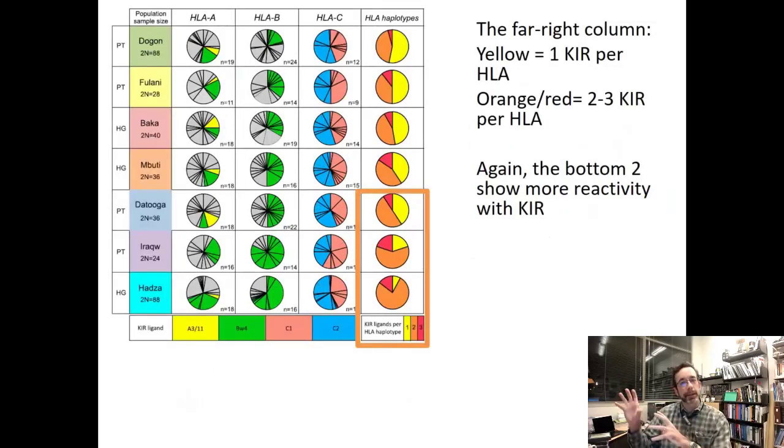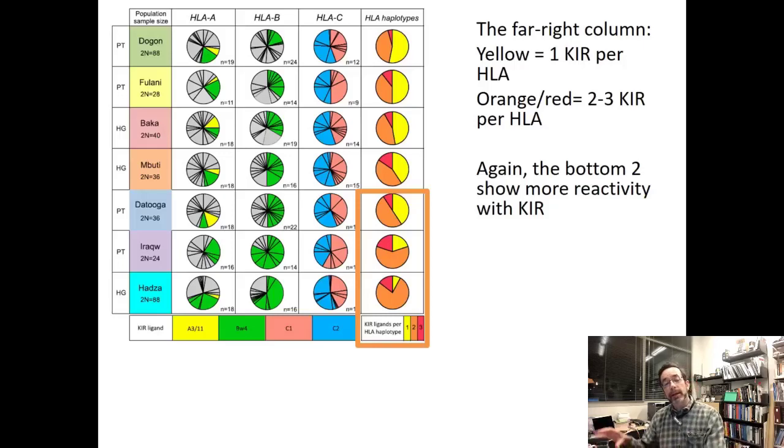That's shown on this slide. I actually moved it up and I showed you this slide itself. Remember here, yellow equals 1 KIR per HLA. Orange and red mean 2 to 3 KIRs per HLA. On the top of the graph, you have a lot of yellow. On the bottom of the graph, you have more orange. And in fact, in the 2 bottom populations, you have a majority orange. So you have more reactivity with KIR, more KIR per HLA that can actually react with the epitopes.